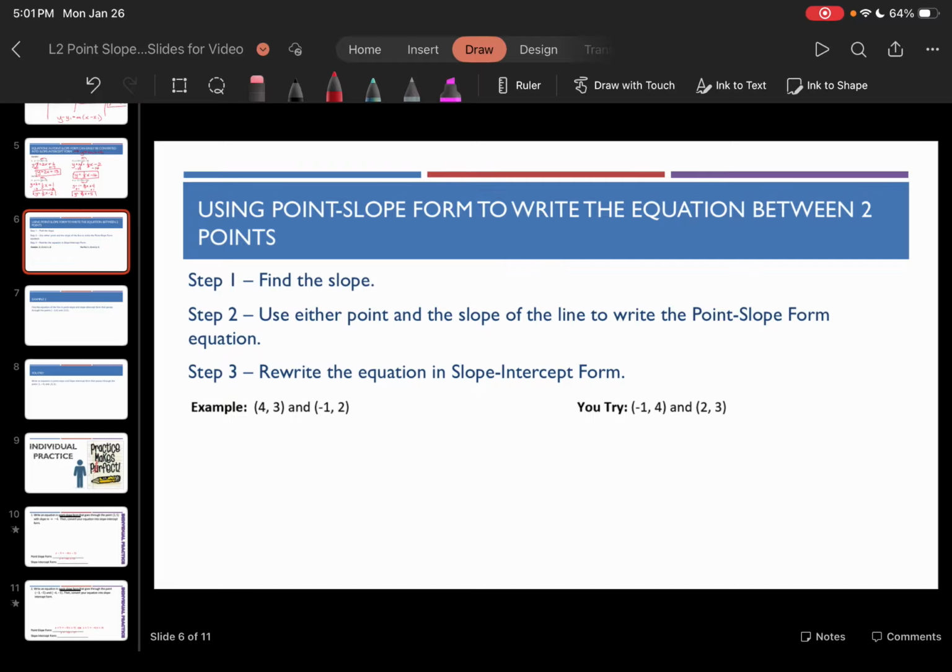So now you're going to be given 2 points, and you're going to be asked to use those 2 points to write an equation. Whenever you write an equation, you always need slope, no matter what form you're using. That's going to be step 1. So, quick reminder, to find slope, I'm going to use this formula here.